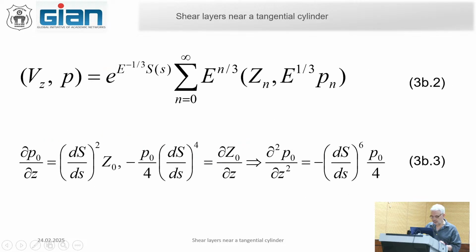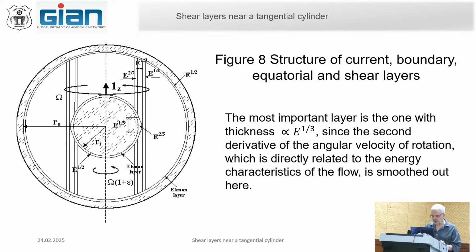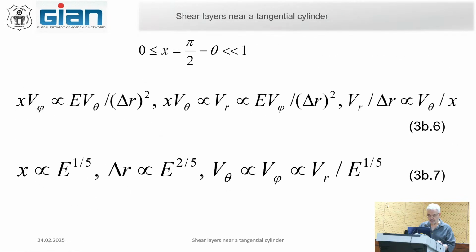And I just want to remind you, stress it, that this E to the 1/3 layer is the most important layer, and it slides down in the very middle of all the shear. There are some less important layers which are nested around this layer and in the equatorial domain. We will proceed to them later.